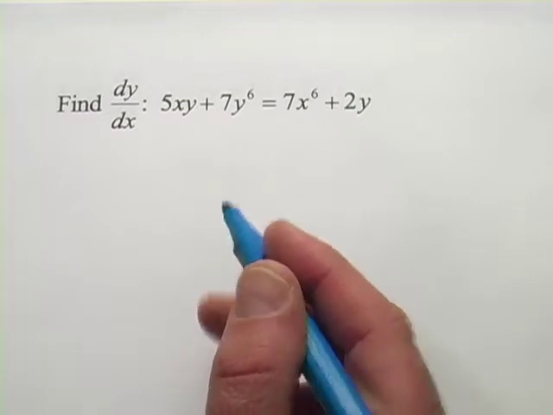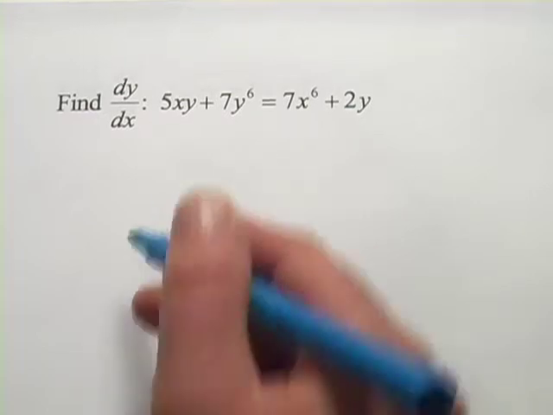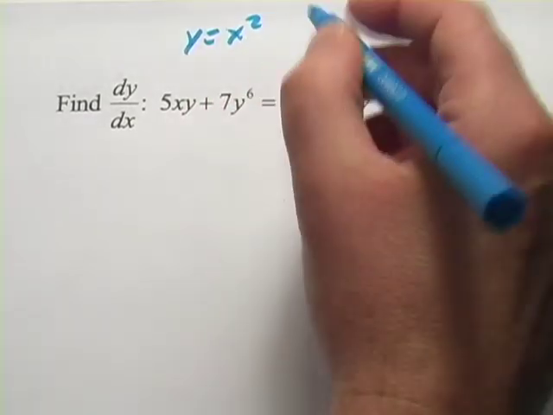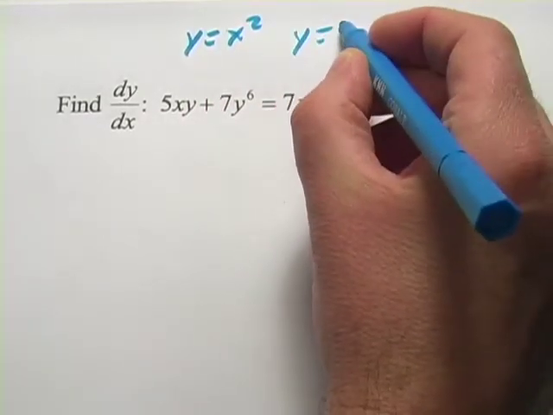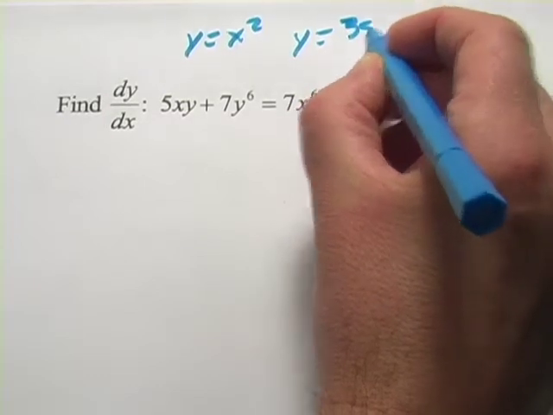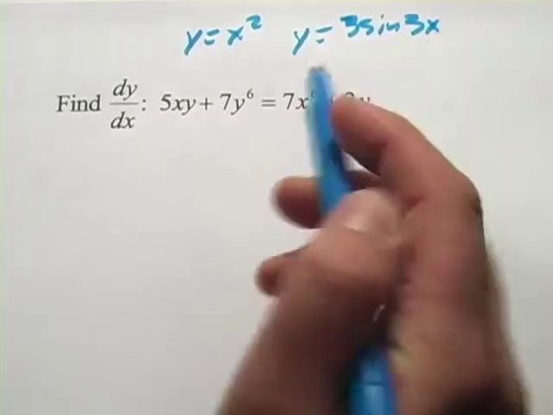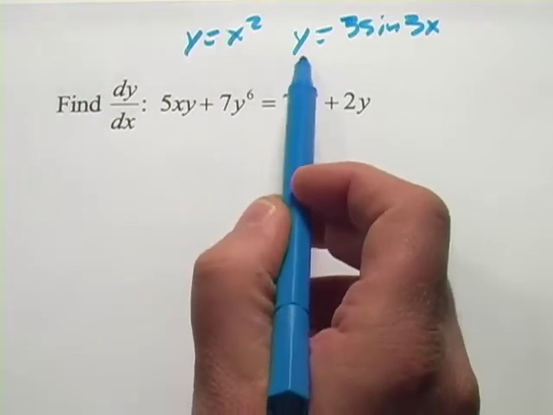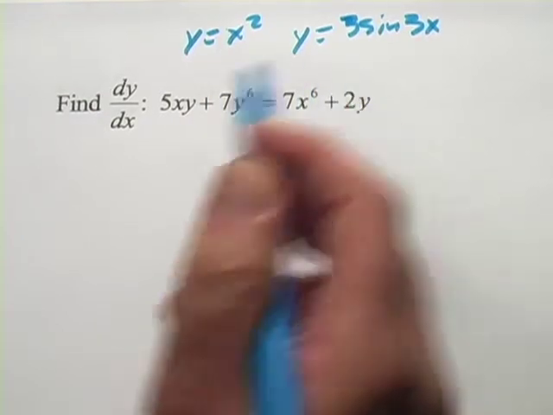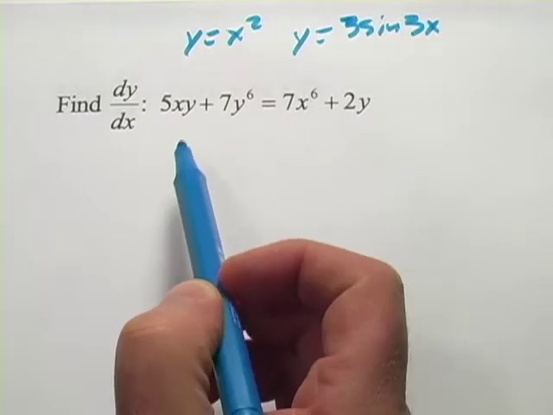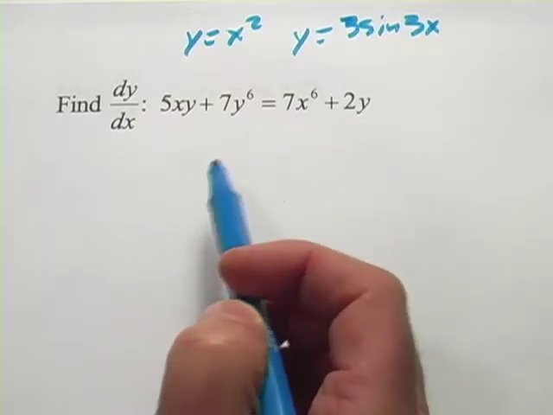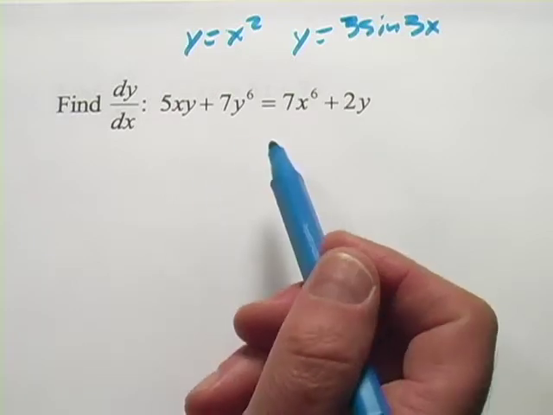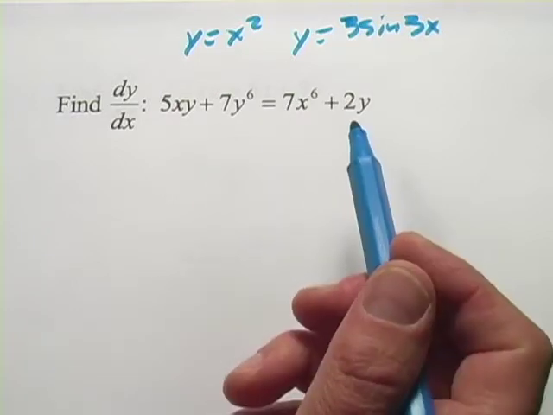All those techniques work really well for neat and tidy functions like y equals x squared. That's pretty easy. Or y equals 3 sine of 3x. You can probably take those derivatives because these functions are neat and tidy. They're already solved for y. But what happens when you get something like this? You've got x and y terms mixed up on both sides of the equation. That's where this technique of implicit derivation comes in really handy.